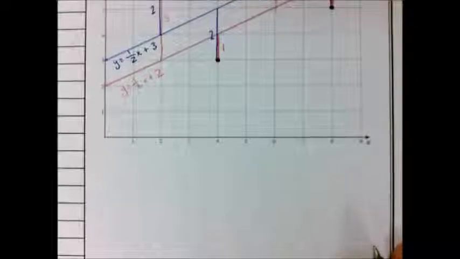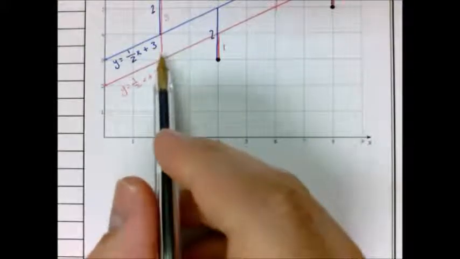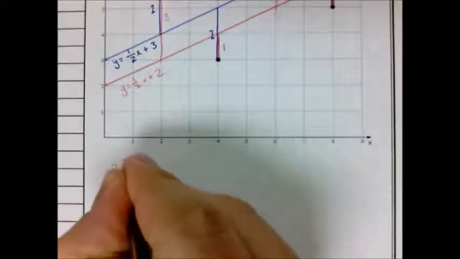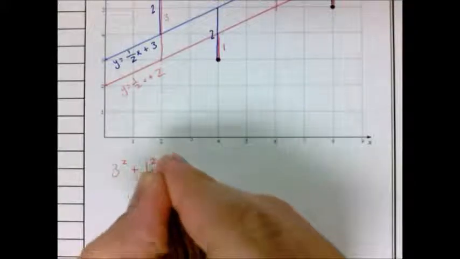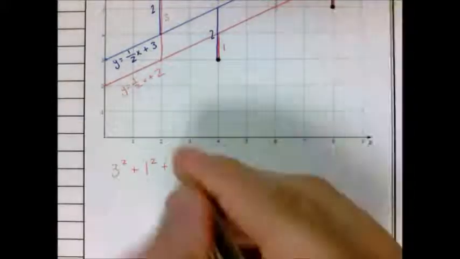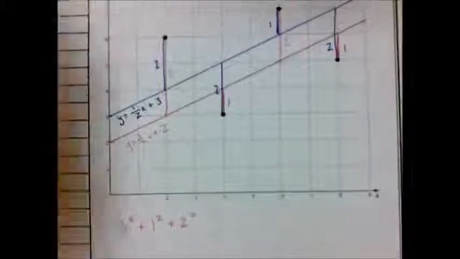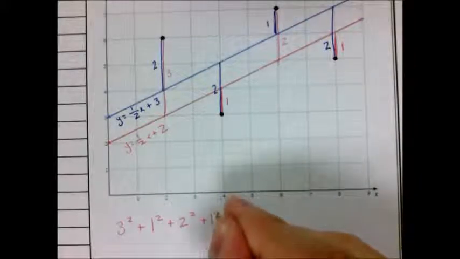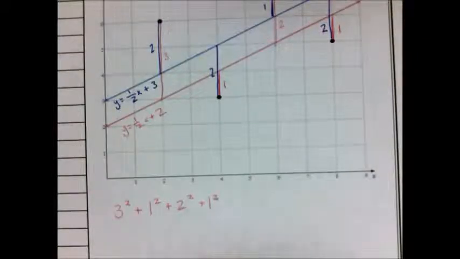Okay, so I'm going to move this down a little bit so we can do that. We're going to work with our red line first. Okay, and we see that the distance that the red line was from the first point was 3 units. So we're going to square that and add to the distance it was from the second one, squared. Add that to the distance it was from the third one, which was 2 units squared. And then the last one was 1 unit.